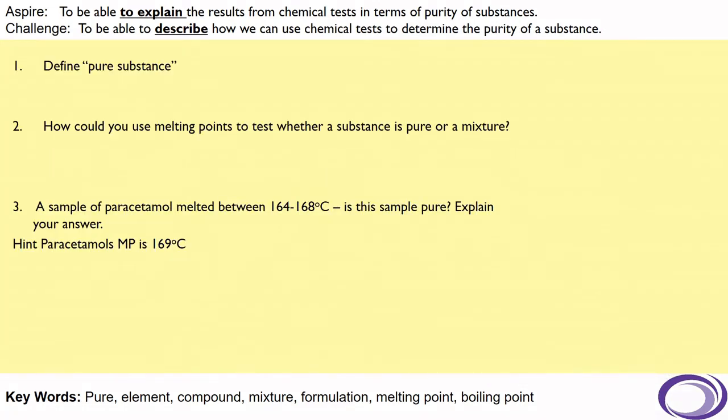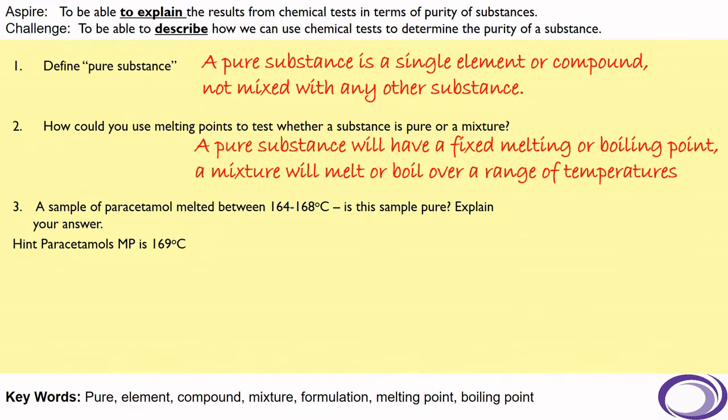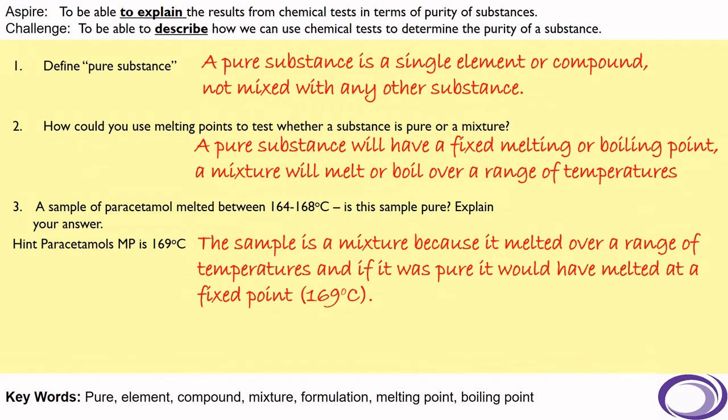So you should have something like, a pure substance is a single element or compound not mixed with any other substance. A pure substance will have a fixed melting or boiling point, whereas a mixture will melt and boil over a range of temperatures. The sample is a mixture because it melted over a range of temperatures, and if it was pure, it would have melted at a fixed point. And this is just quoting that melting point that was on the screen as well, 169 degrees C.